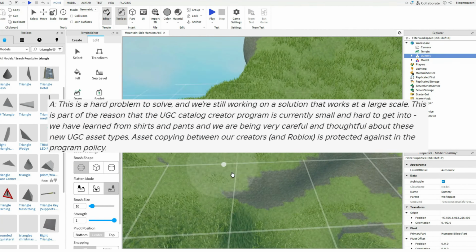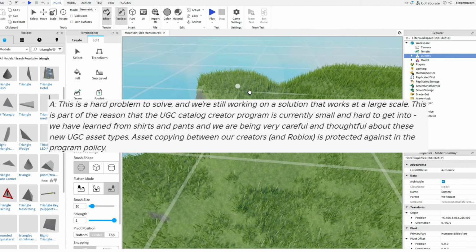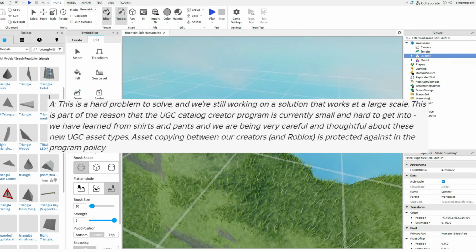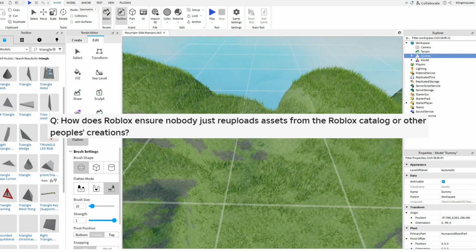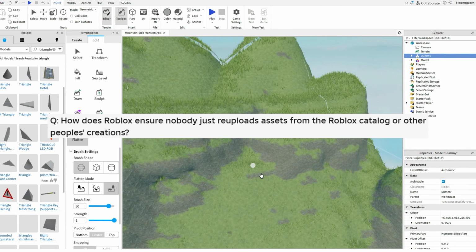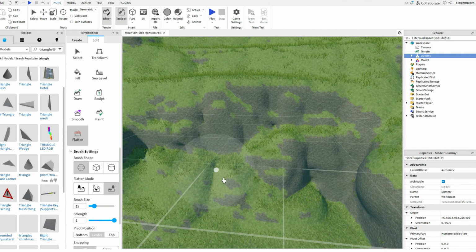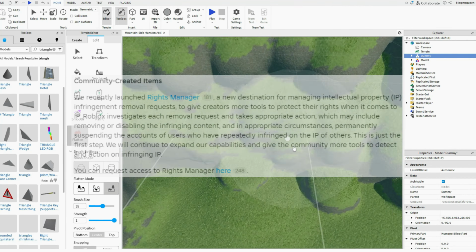They said that they learned from the past of allowing players to instantly upload shirts and pants, so they wanted to do it right this time. One of the questions in their very first post on UGC was literally about copyright infringement and how they weren't sure what to do in this regard. But within this new announcement post, they revealed their solution to this, the Rights Manager.